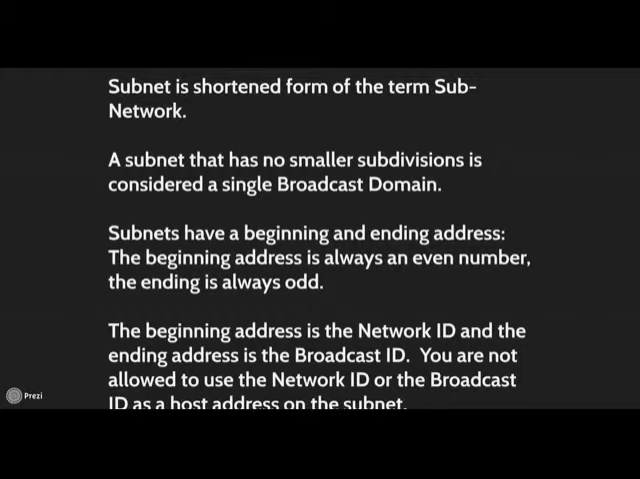A subnetwork that doesn't divide into any smaller subdivisions is considered a single broadcast domain. In other words, when a computer or device broadcasts, it doesn't go beyond that subnet. Subnets have a beginning and ending address, and the beginning address is always an even number. The ending address is always an odd number. The beginning address is considered the network ID. The ending address is the broadcast ID. You are not allowed to use the network ID or broadcast ID as a host address on the subnet.